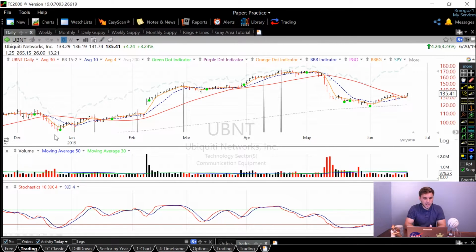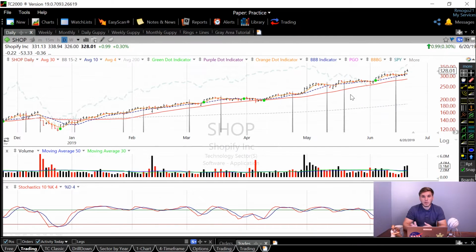You can see that here and here, when UBNT was below its 30-day moving average, the green dots didn't work. So really, you always want to use this when the market and the stock is at your back and that you're trading with the trend. Looking at Shop, we can see other examples of when the green dot indicator worked. You can see here, here, and here, the green dot signaled an upward push and an increase in value.